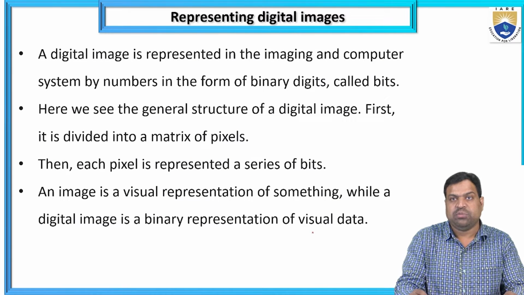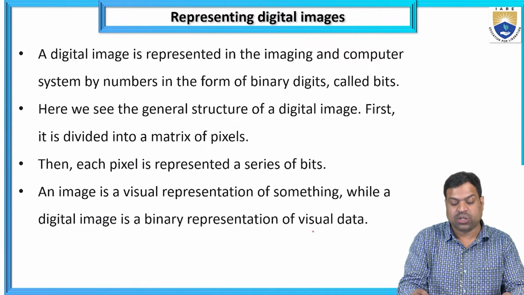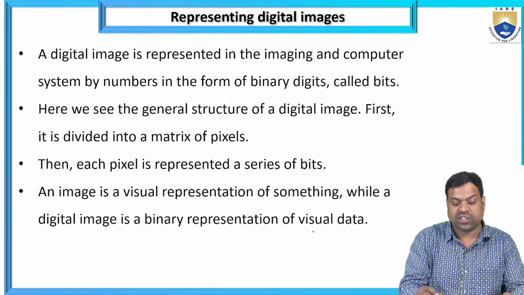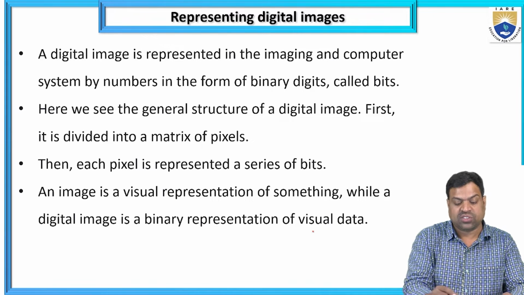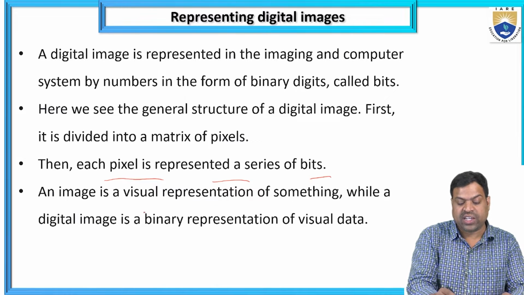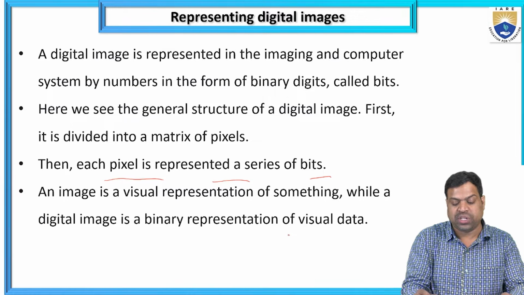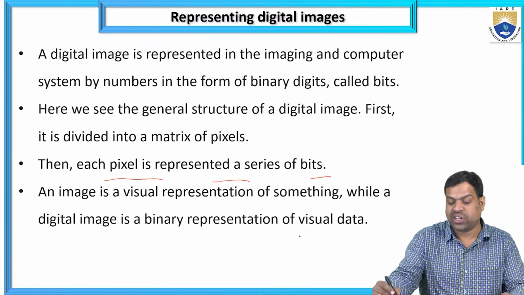A digital image is represented in the imaging and computer system by numbers in the form of binary digits called bits. Here we see the general structure of a digital image. First it is divided into a matrix of pixels. Each pixel represents a series of bits. An image is a visual representation of something, while a digital image is a binary representation of visual data.